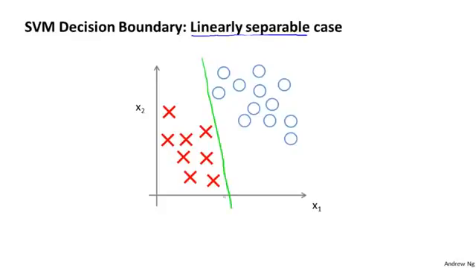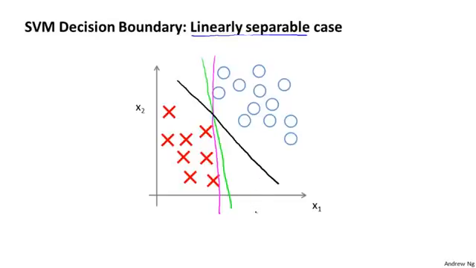But somehow that doesn't look very natural, right? Or, here's an even worse one: another decision boundary that separates the positive and negative examples, but just barely. Neither of those seem like particularly good choices. The support vector machine will instead choose this decision boundary, which I'm drawing in black.